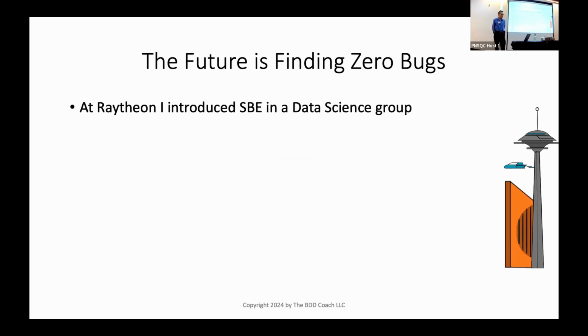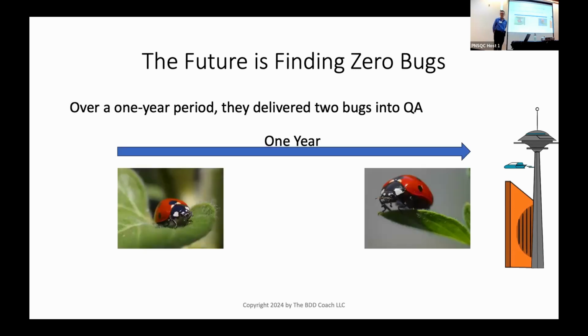At Raytheon, I introduced SBE in a data science group. They did not have good metrics, but once they were trained and coached and up to speed, and that took months, over the next year, they went to a regular 2-sprint release cadence. Every 4 weeks, they put out a release like clockwork. And in a year, they delivered 2 bugs into QA. That's not 2 bugs to production after QA found 200. That is the developers delivering 2 bugs into QA.